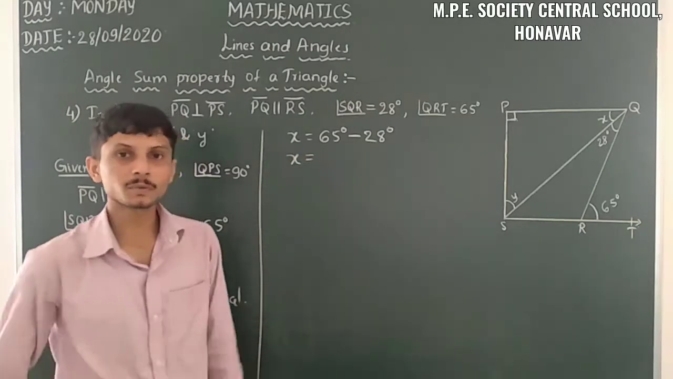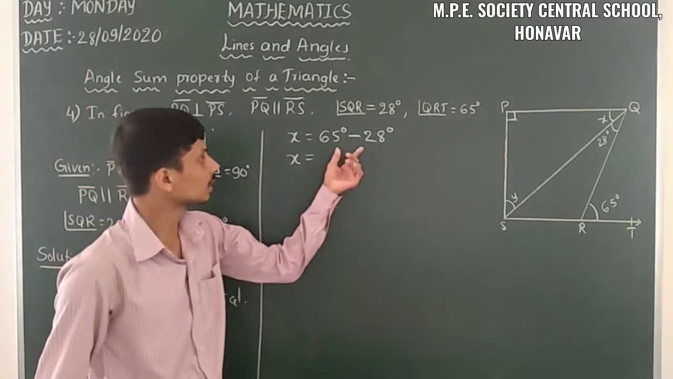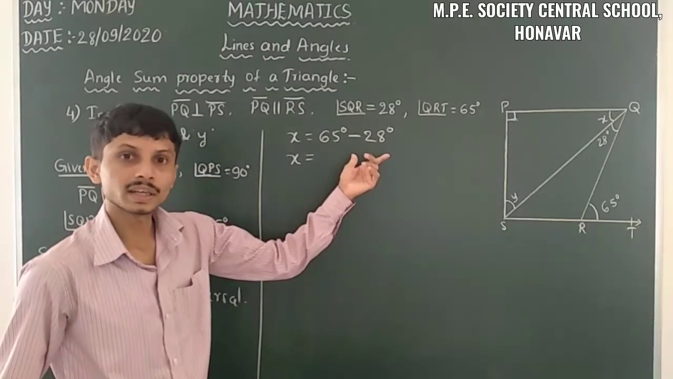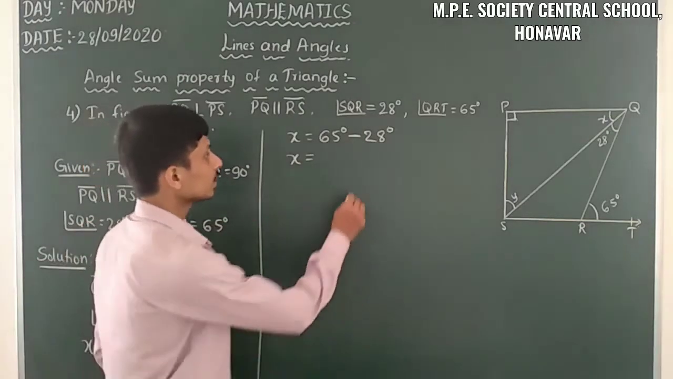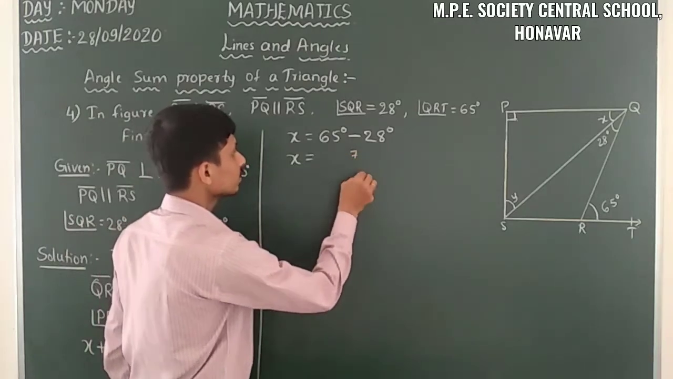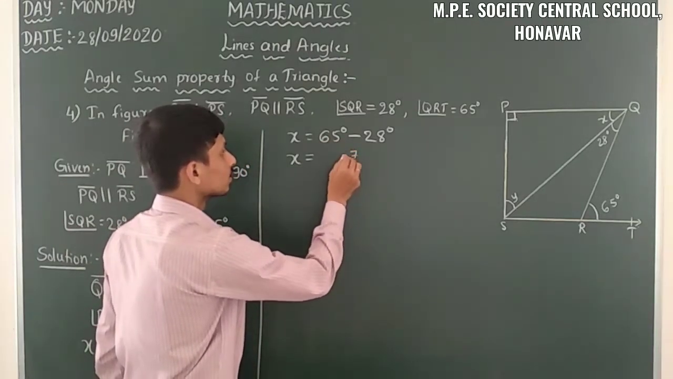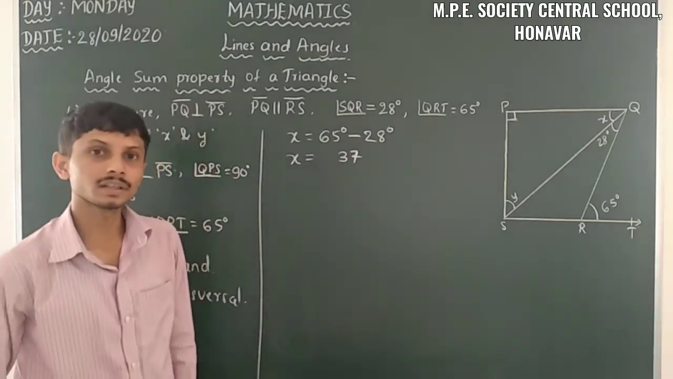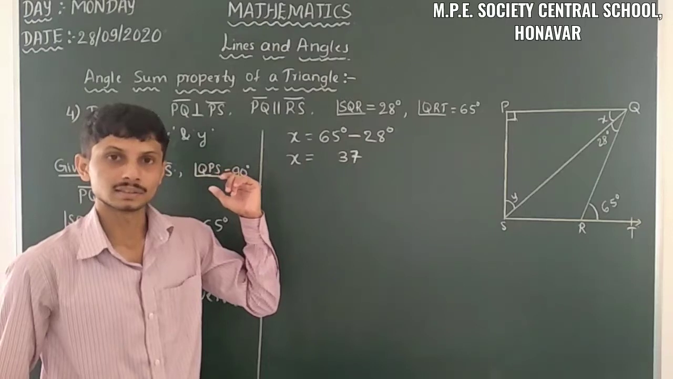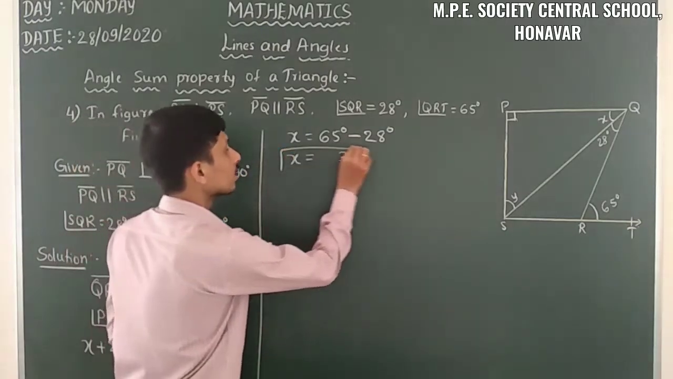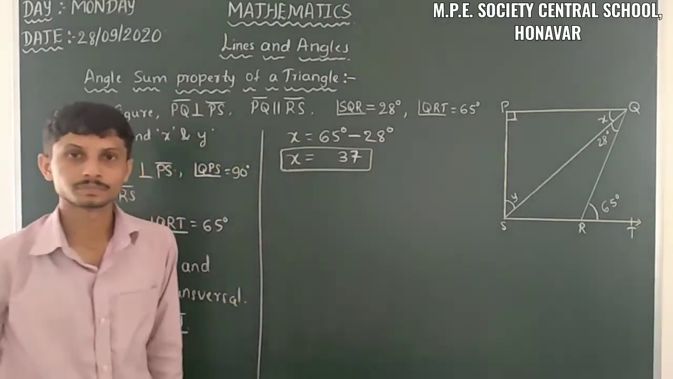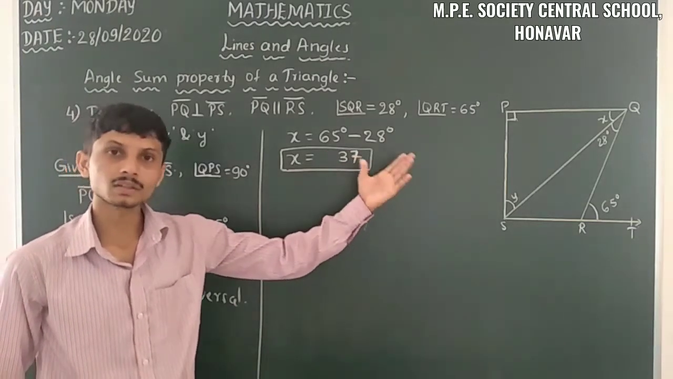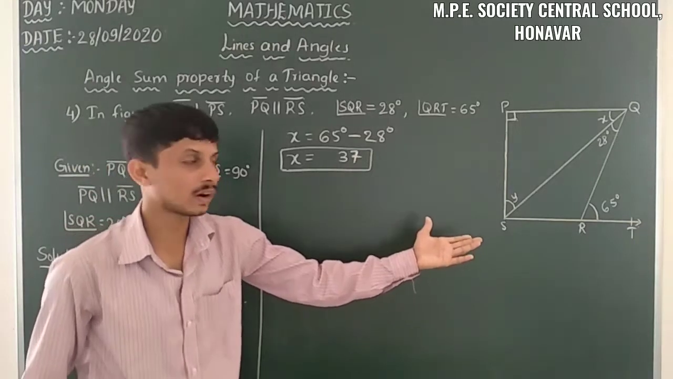So what is the answer for that? Here, 65 degrees minus 28 degrees means 37 degrees. 37 degrees is the answer. So it is the value of x. Then we have to find out the value of y. So how can we find out the value of y here?